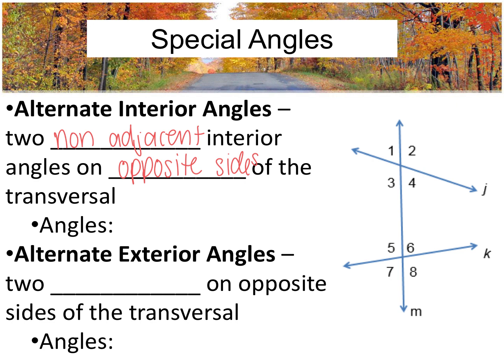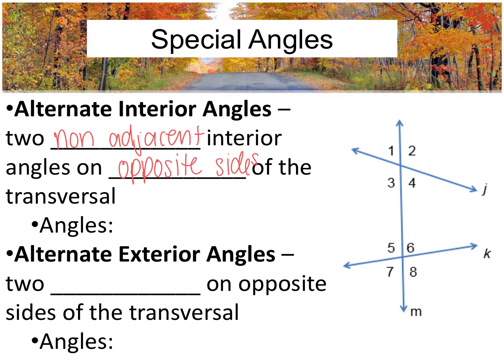So alternate means not adjacent, and we're doing interior angles. So we should know what the interior angles are. We just have to find them on opposite sides. So can someone give me a pair of alternate interior angles? Remember, these are pairs, so I have to have two. Who could give me a pair of alternate interior angles? Not 4 and 6. Not 3 and 4. 3 and 6. Okay. Yes, 3 and 4 are on different sides.